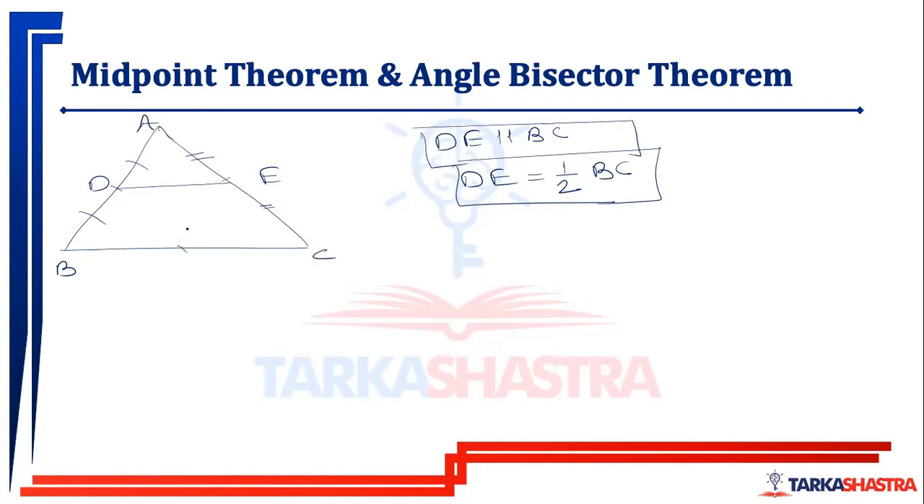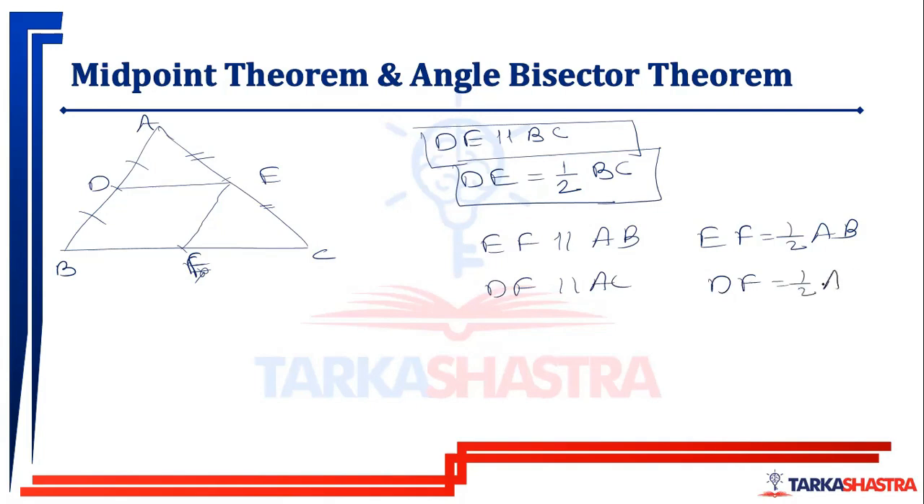जैसे यहाँ पे अगर मैं अभी ये midpoint आपको join करके दिखाऊँ, this is EF. So in this case, it is EF. In this case, EF is parallel to AB. Also, EF is half of AB. Similarly, DF is parallel to AC. Also, DF is half of AC.